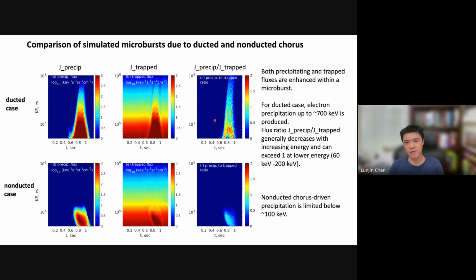And if you look at the low energy range, the flux ratio can be greater than 1. And at the high energies, like the MeV range, the flux ratio is typically less than 0.5. So that's also consistent with the observation trend.